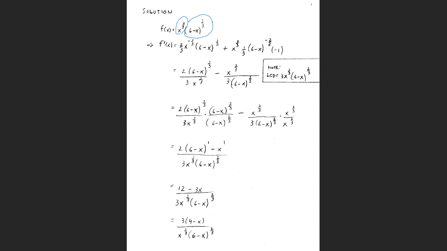The derivative of x to the 2/3 is 2/3 times x to the negative 1/3. And then I leave the second factor alone. And then for the second part, I leave the first factor alone. I leave x to the 2/3 alone. And then I take the derivative of 6 minus x to the 1/3.